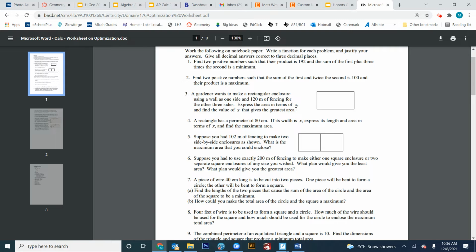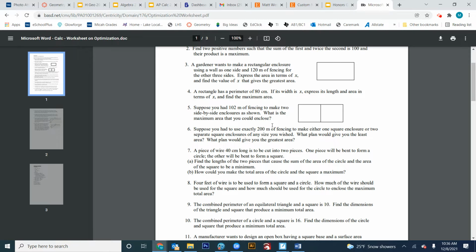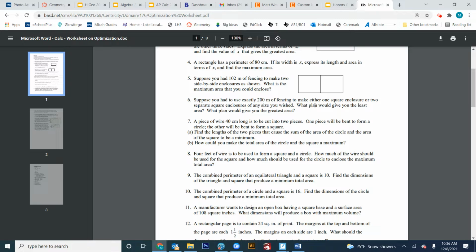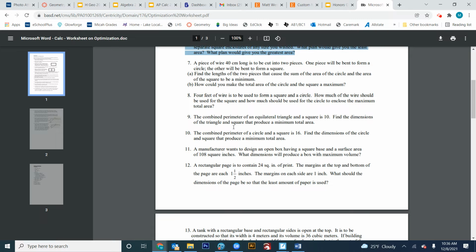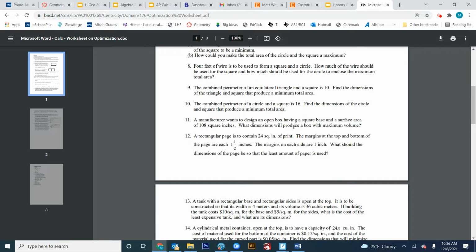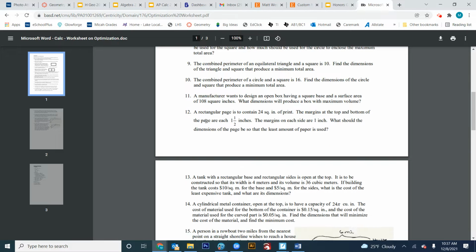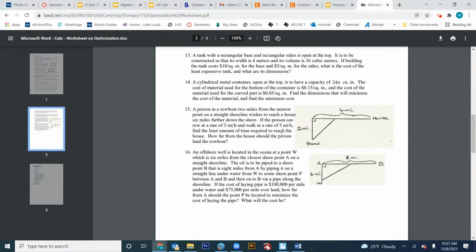So then I would search for questions like we've done, right? Gardner wants to make a rectangular enclosure using a wall as a side. Express the area in terms of x. Find the value of x that gives the greatest area. All right. Fencing problem sounds familiar. Open box, square base, gives you a surface area. Ooh, this is a classic problem.